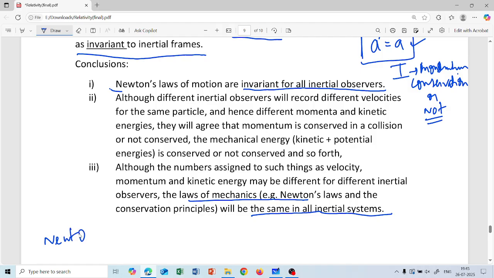Now let us move to the introduction to the special theory of relativity. I will discuss the two postulates proposed by Einstein about special relativity when he published his paper. That I will continue in the next video.